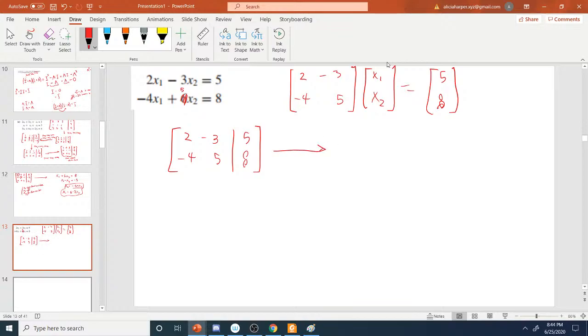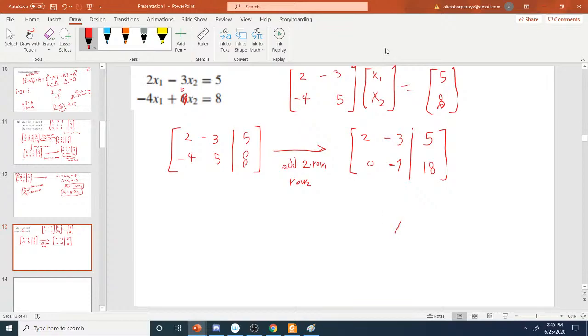First thing I'll do is I will add 2 times row 1 to row 2. If I do that, I'll have 2, negative 3, 5. And then I will have negative 1 here and 18 here. All right, now I can go about solving this. I don't have to even go all the way to row reduced echelon form.